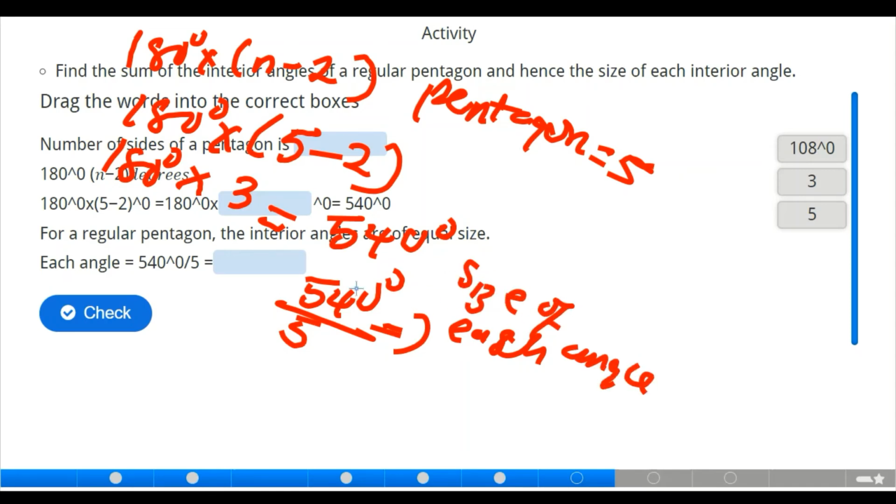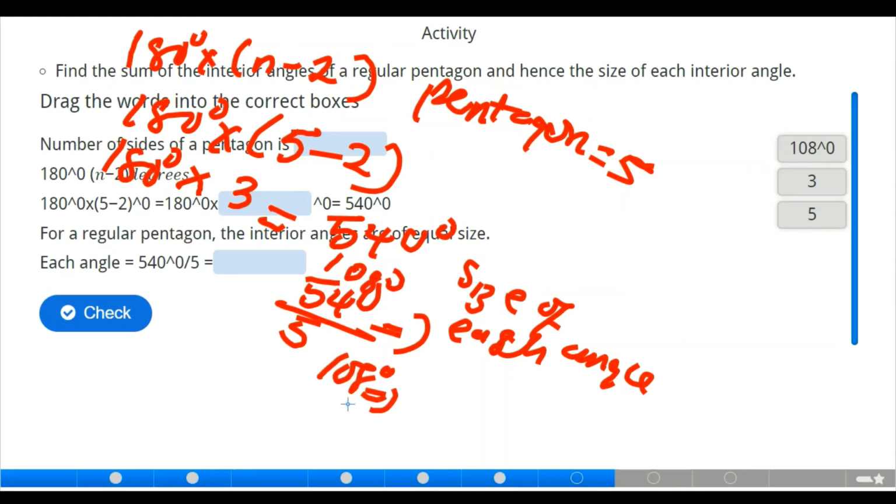Okay. So how many times can 5 go into 540? 5 goes into 5 one time. Now 5 can go into 40 how many times? 5 goes into 40 eight times. So each angle of that polygon is 108 degrees.